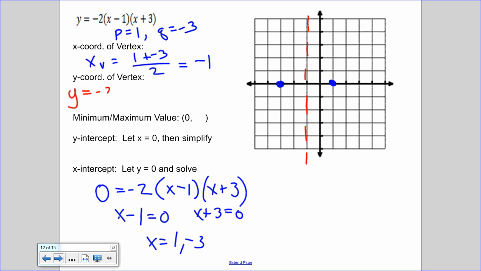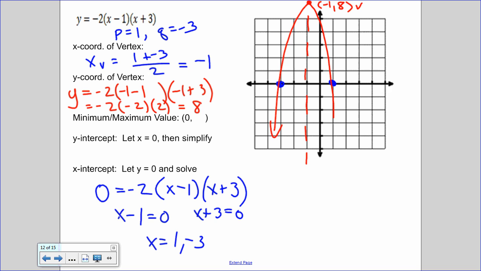So y is -2. I'm going to replace x with -1. And you've got to be careful here. This is going to be -2 times -2 times 2, and I think that is 8. So let's graph that. I don't have room on my graph. I'll kind of slide it up here and call that (-1, 8). So that is the vertex. Now I have enough to graph, so let me go ahead and sketch this.